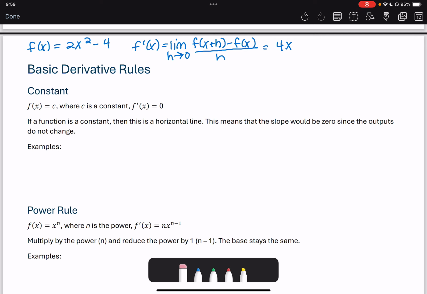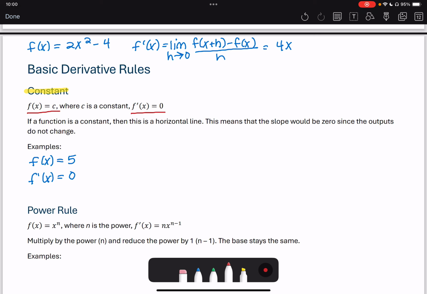All right, so the first one that you want to understand is our constant. A constant just means you have f of x equals c, where c is a constant. Constant means just like a number, so there's no variable with it, if that helps you to understand. Let me give you some examples. If my function f of x is just equal to 5, 5 is a constant, and the derivative of that, f prime of x, is 0.